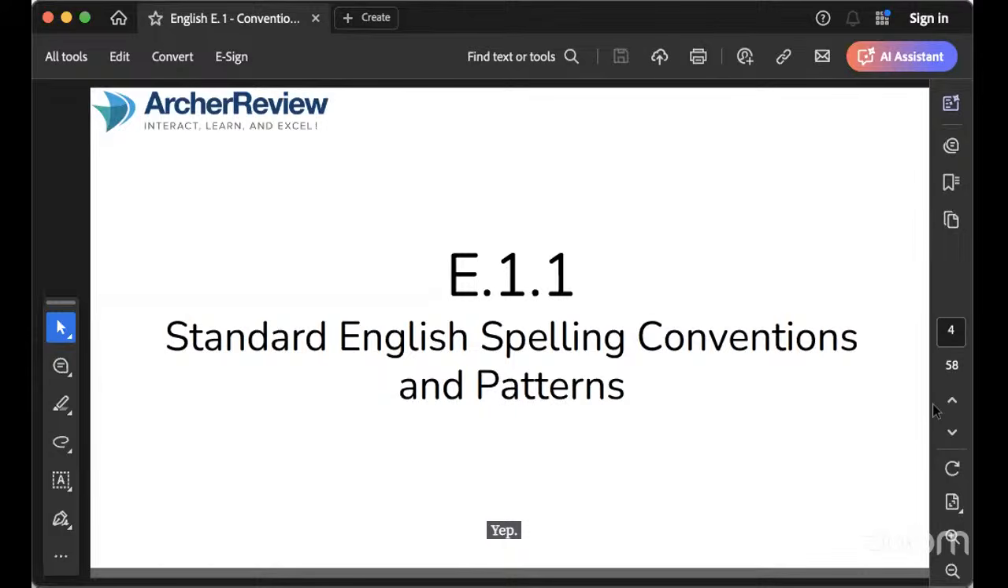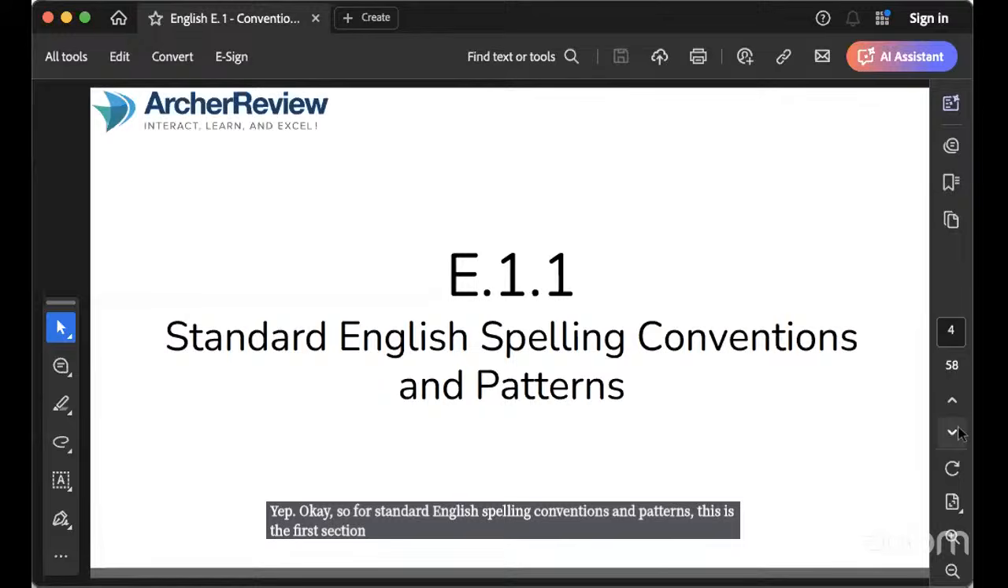Okay, so for standard English spelling conventions and patterns, this is the first section of the first section, and it's a wild ride.